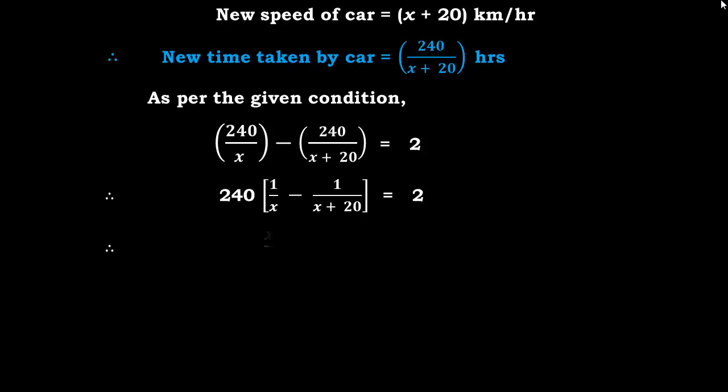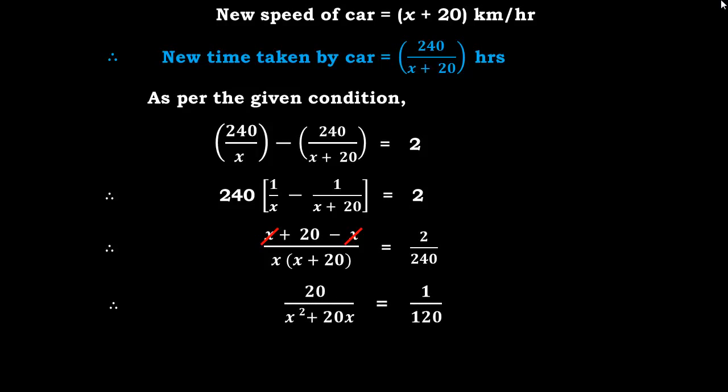So x plus 20 minus x upon x into x plus 20. Plus x minus x get cancelled. So 20 upon x square plus 20x is equal to 1 upon 120. So 20 into 120 is equal to 1 into x square plus 20x. So 20 into 120 is 2400, equal to x square plus 20x.